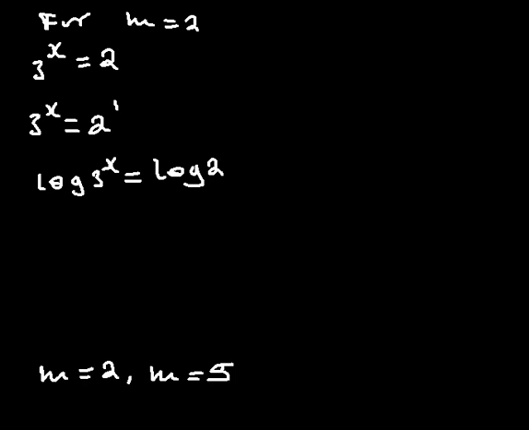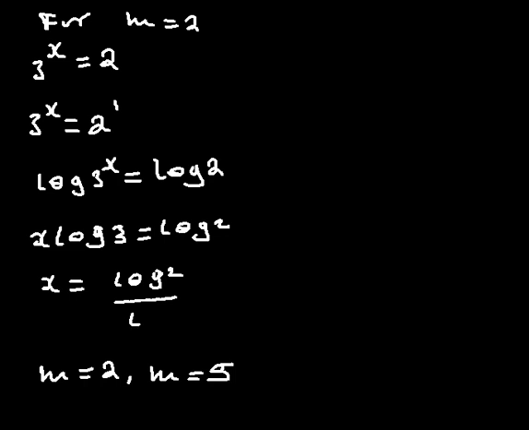Then using the properties of logarithms, we have x times log 3 equal to log 2. Then we divide both sides by log 3. That will be given as x equals log 2 divided by log 3, and you can proceed with that using your calculator.